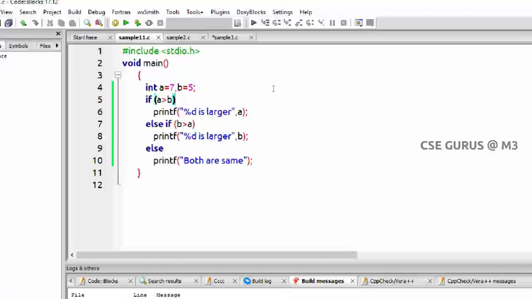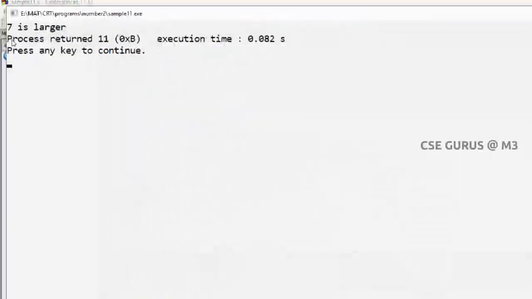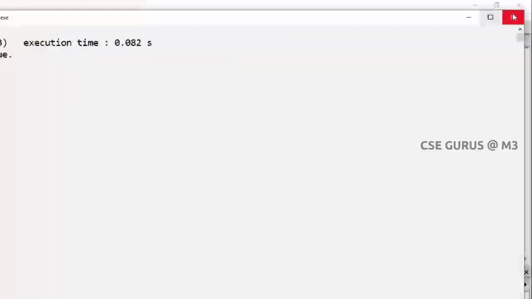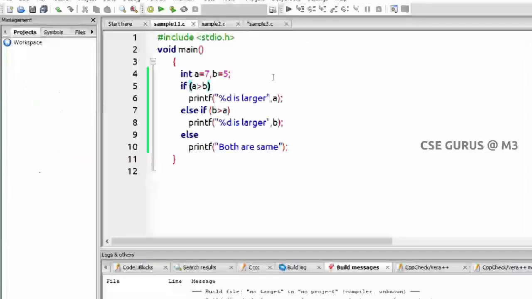If it is non-zero, definitely it returns true, right? So 7 is greater than 5, yes, true. So that's why it prints that 7 is larger, and else if B is greater than A, like this we can keep. We know this output is 7, so here 7 is larger. Now if I write 7 here also, the answer will be both are the same. 7 is not greater than 7.